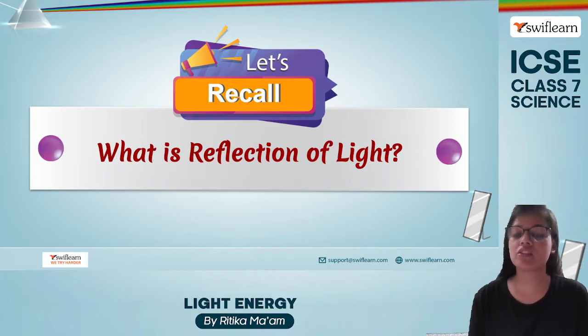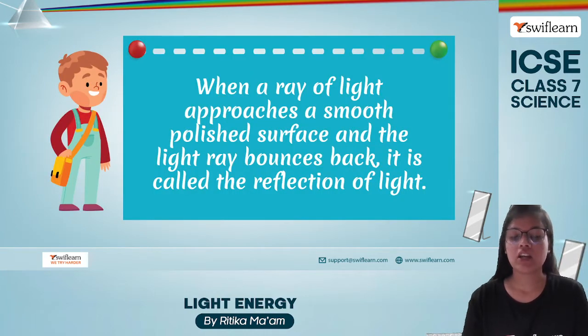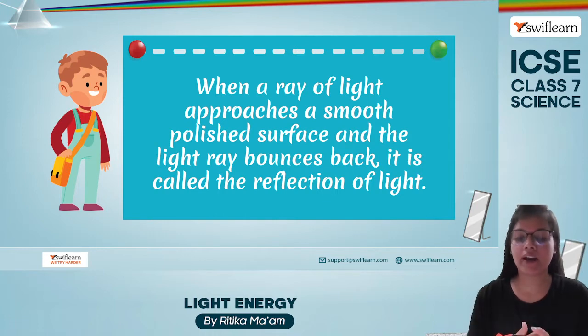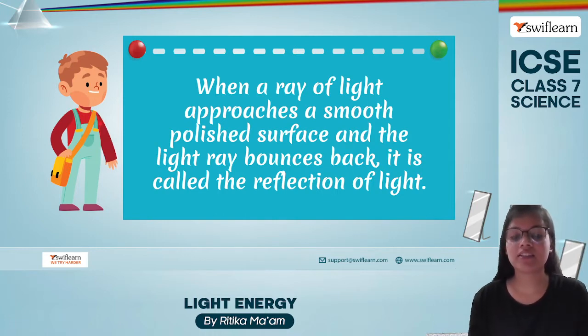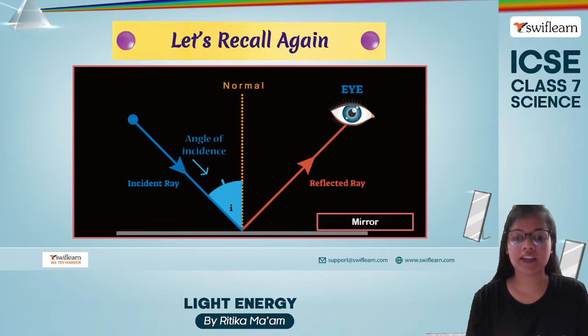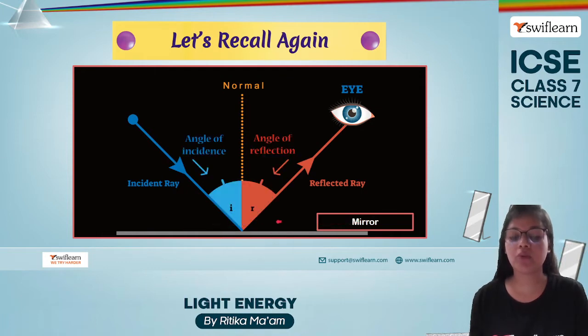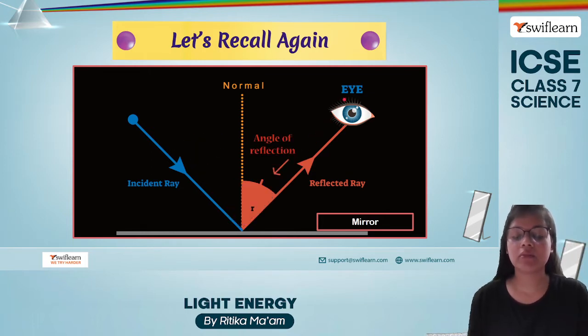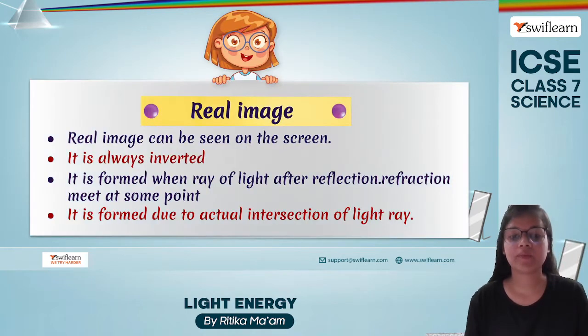Talking about reflection of light. What is reflection? Reflection happens when any ray of light strikes or approaches any smooth surface and that light ray bounces back. That phenomenon is known as reflection of light. So let's see, if this is an incident ray coming from any source, it is striking a mirror, which is a highly polished surface. It is bouncing back, making the same angle. That phenomenon is known as reflection.